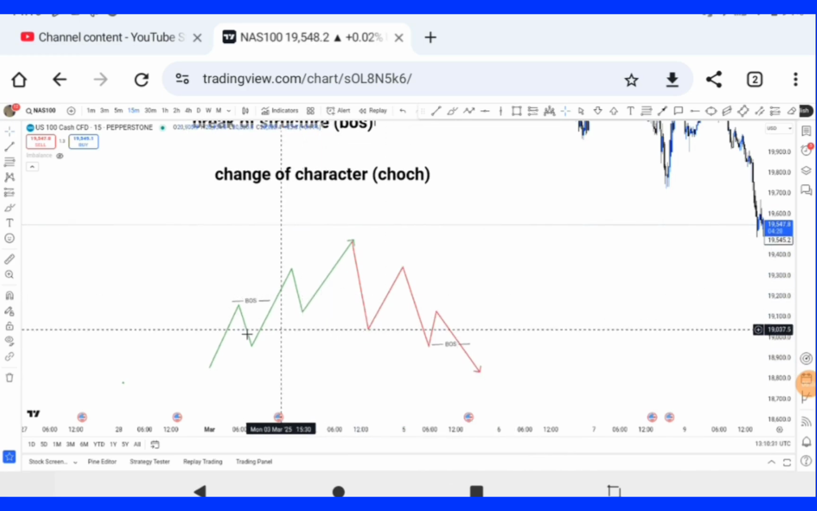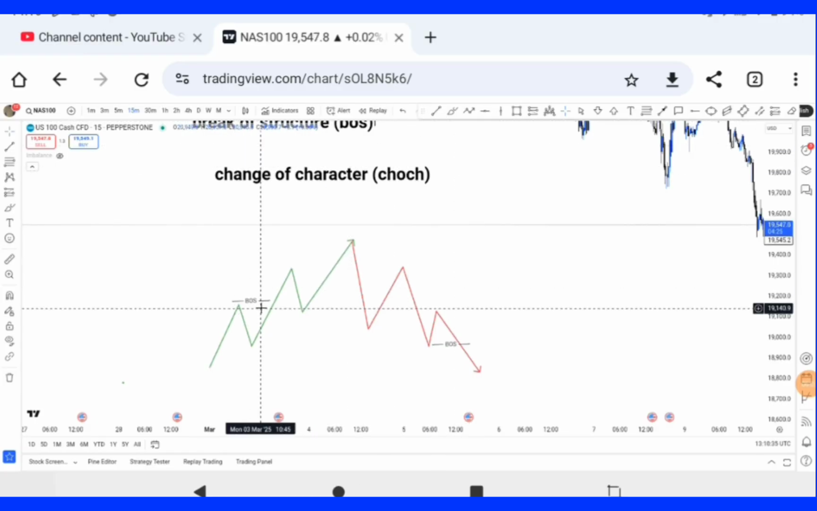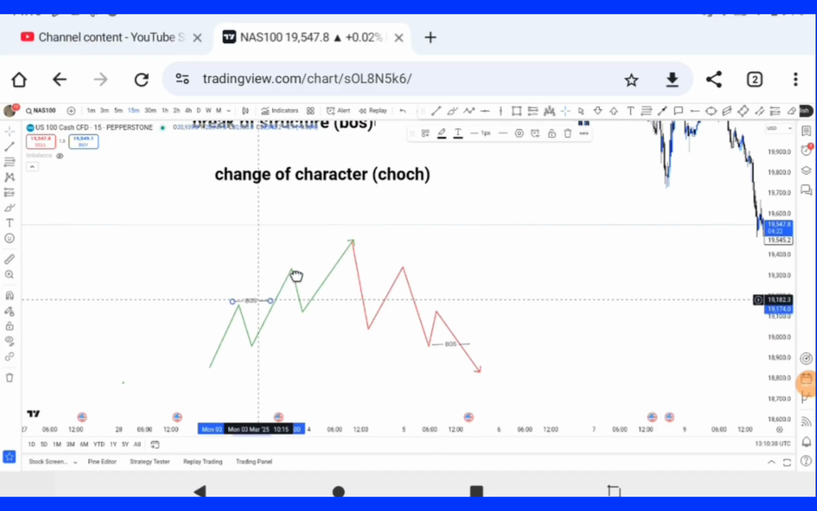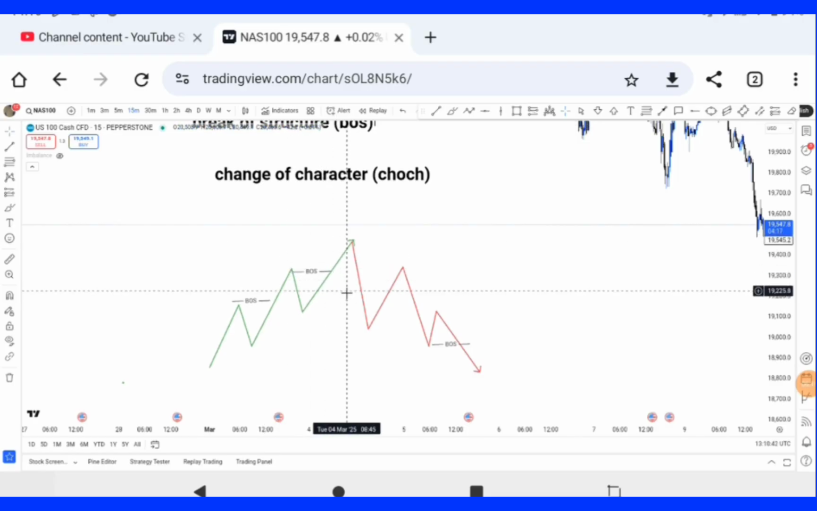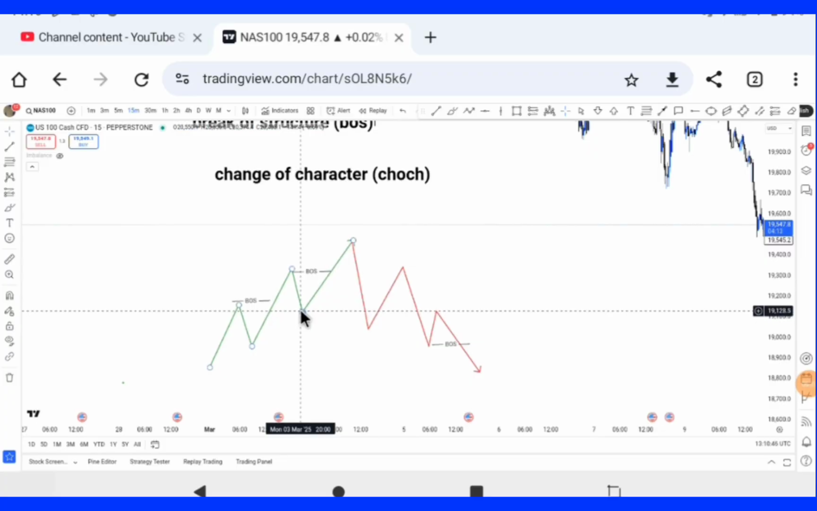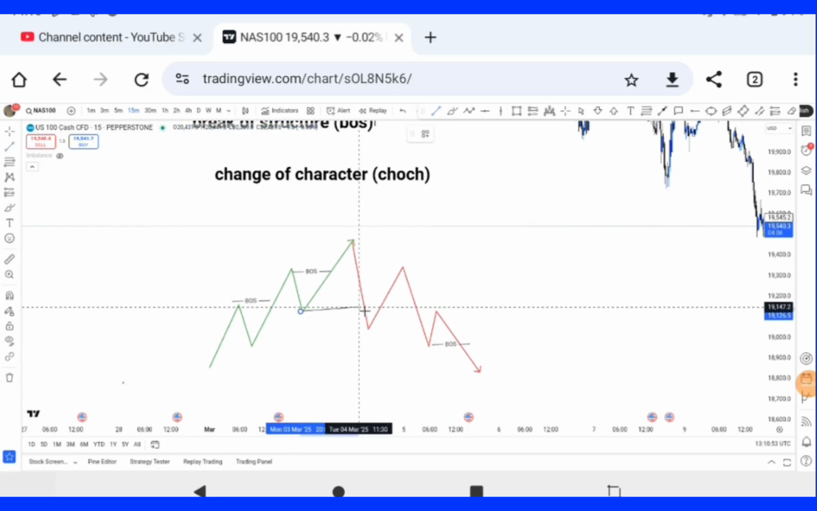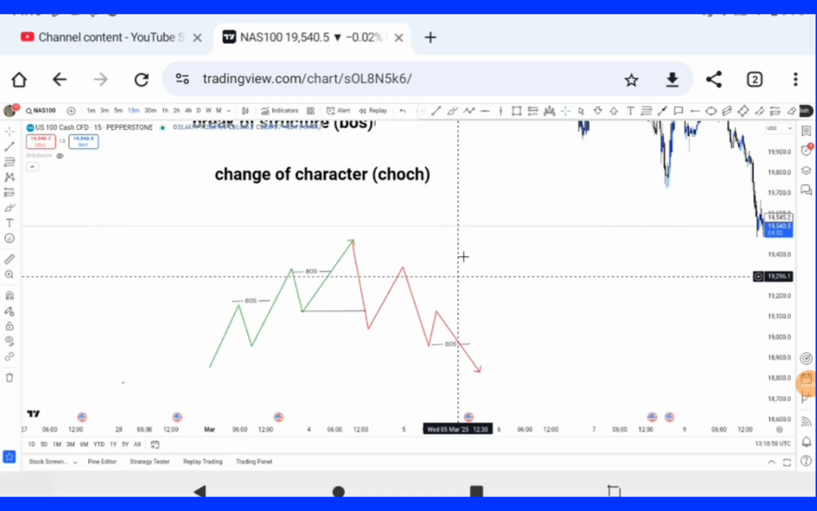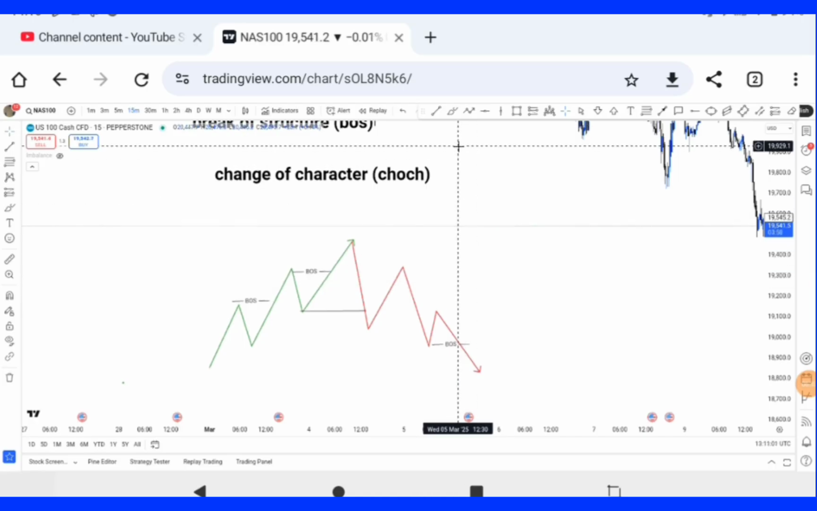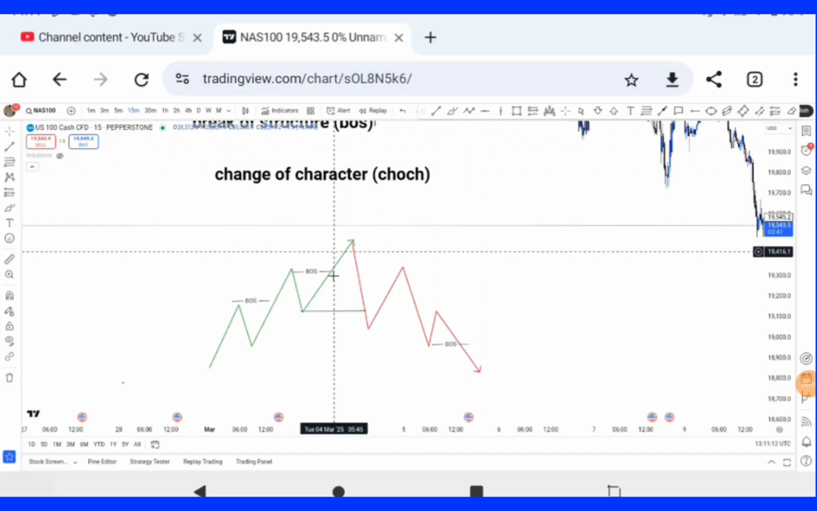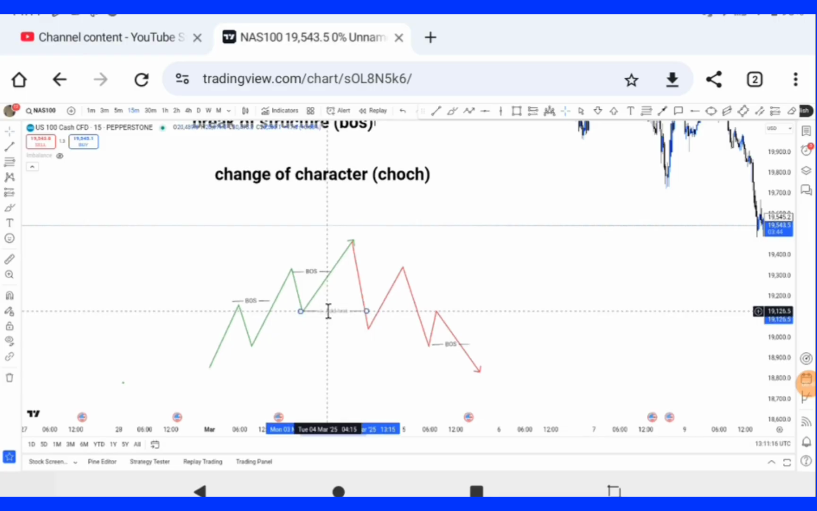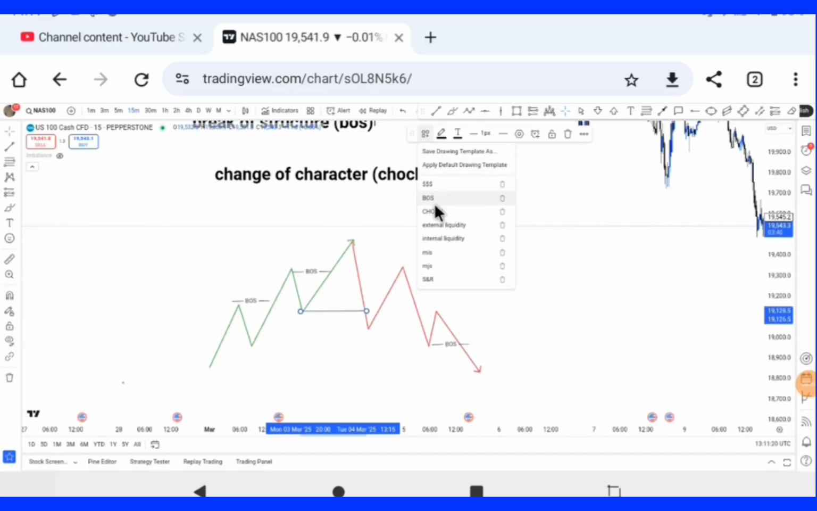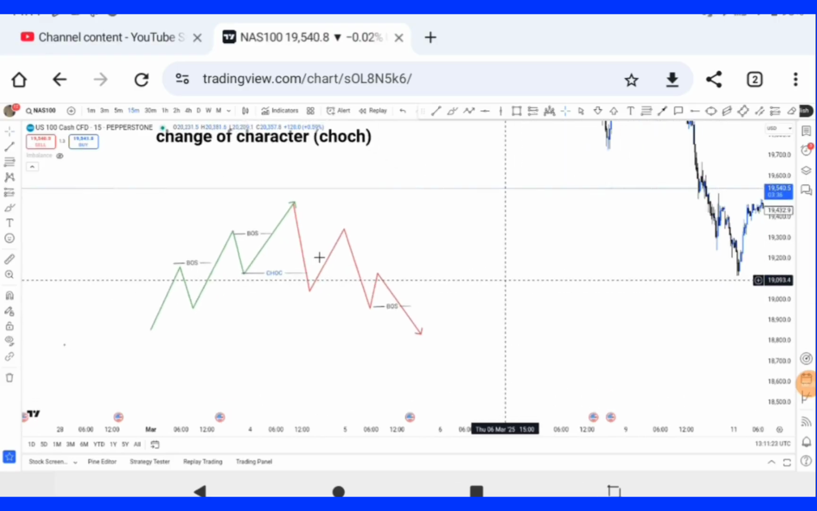So now, where is the change of character? You know that we have a break of structure here, which indicates the trend continues, and we also have another break of structure at this level, which indicates the continuation of trend. And suddenly, the immediate low on the uptrend was taken out. This is change of character. Once the immediate low in the uptrend has been taken out, we have a change of character. And once the immediate high on the downtrend has been taken out, we have a change of character. We are going to go into the chart to see that.